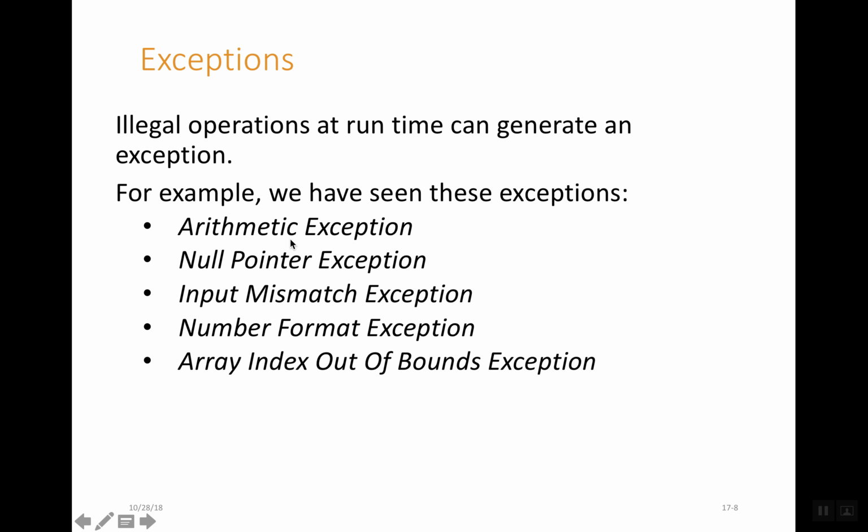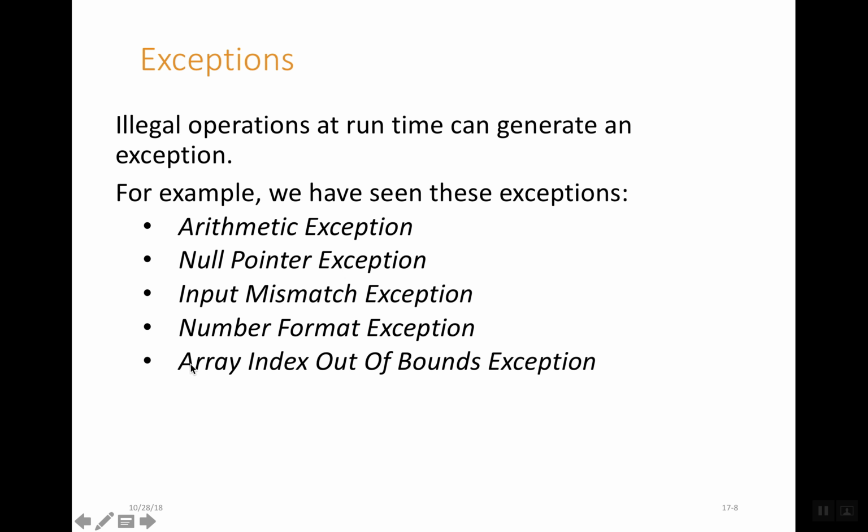For instance, the arithmetic exception we have just seen, that is division by 0, then null pointer exceptions, input mismatch exception, number format exception, array index out of bound exception. The null pointer exception may happen if you are going to find the length of a string, but the string does not exist. Then the string will be null, and you cannot find the length of a null string. In that situation a null pointer exception will happen.